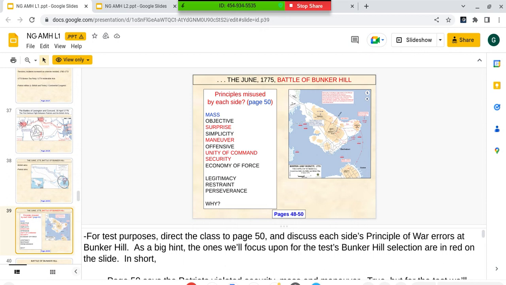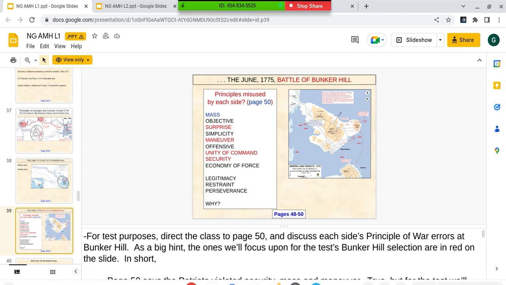Now, this was a British victory. However, it was a very costly British victory. The British lost about 50% of their people that day that were in that area, including a lot of officers, and it was because of a lot of really dumb mistakes that the British made. The Patriots made some dumb mistakes too, which we'll talk about.